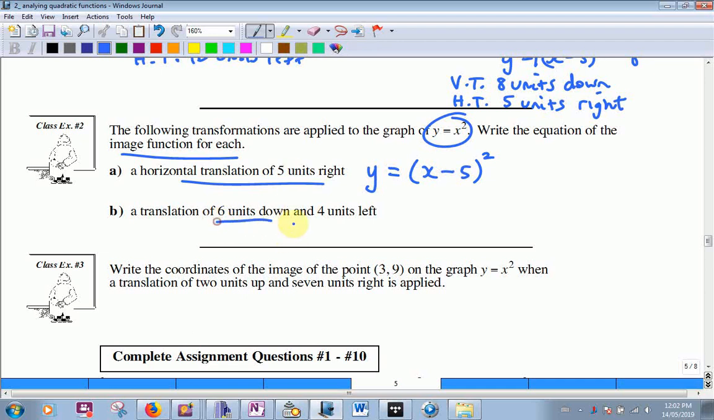Okay, and this one I got both of them. Y is x something. Let's do the easy one first. This is the easy one. 6 units down. That's Q, minus 6. 4 units left. Is that plus or negative? Plus. Okay, we get it?